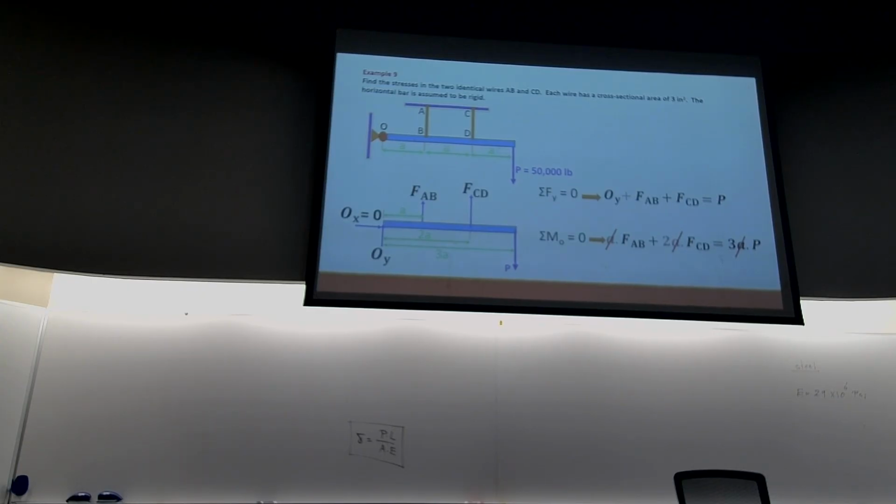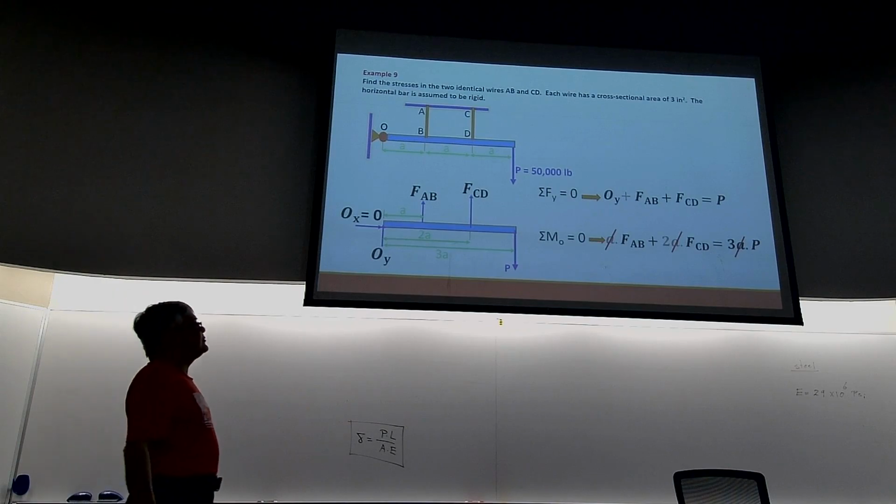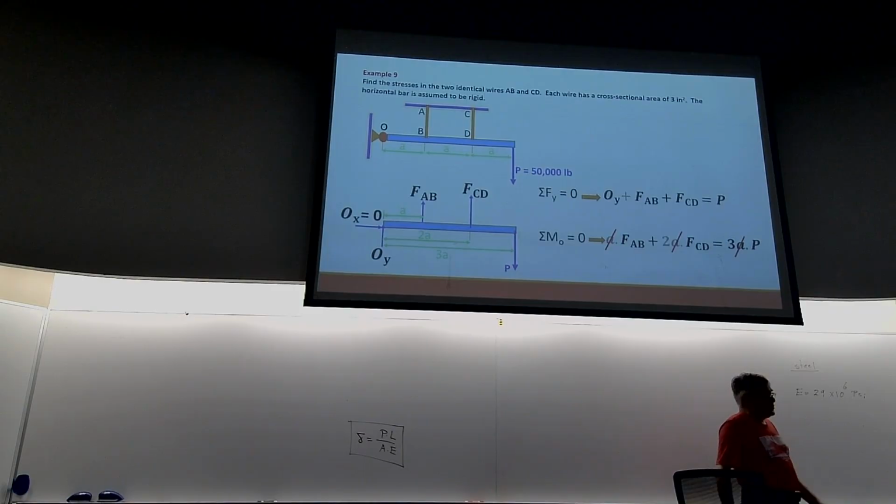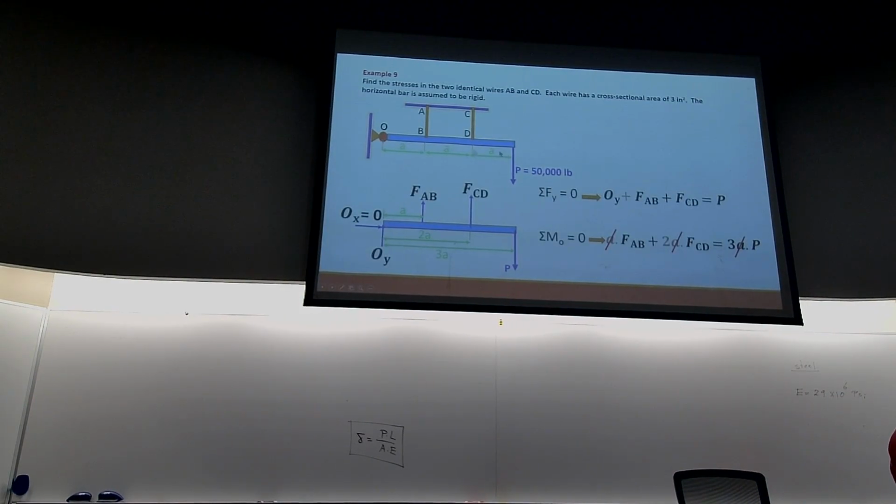All the dimensions are lowercase a, and we don't need to know the numerical value of that. We are applying a force of 50,000 pounds in the downward direction, as shown here. This is a frictionless pin. Again, rigid means that the blue member doesn't deform relative to the deformation of the wires.